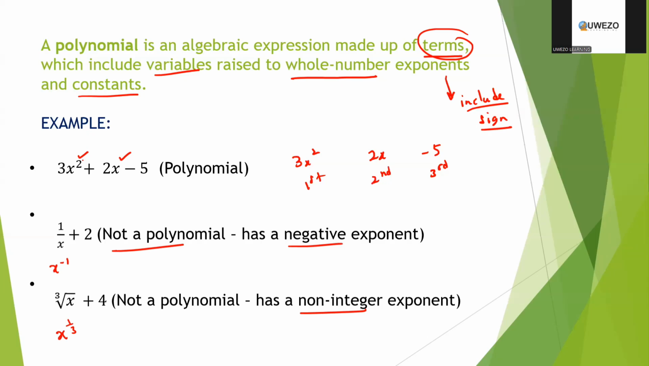Also, the highest power of the variable in a polynomial tells the degree of the polynomial. So this is a degree 2 polynomial, or we also call it quadratic.